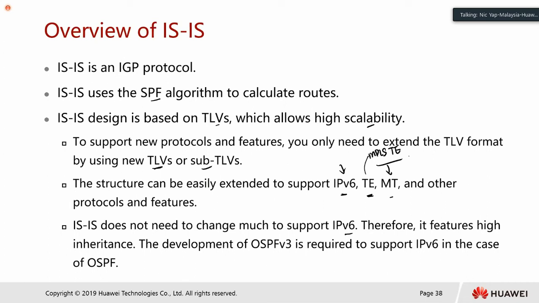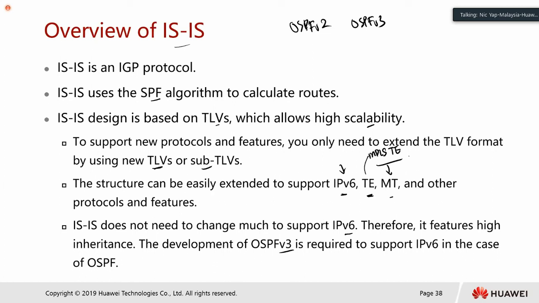So ISIS does not need to change much to support IPv6. Therefore the feature is highly inherited, whereas for OSPF, to support IPv6 you have to use OSPF v3. That is just an overview of ISIS on IPv6. You can see that ISIS does not have any special version, not like OSPF, which has version 2 and OSPF version 3. ISIS is just one ISIS. To support IPv6, it just extends the TLV.